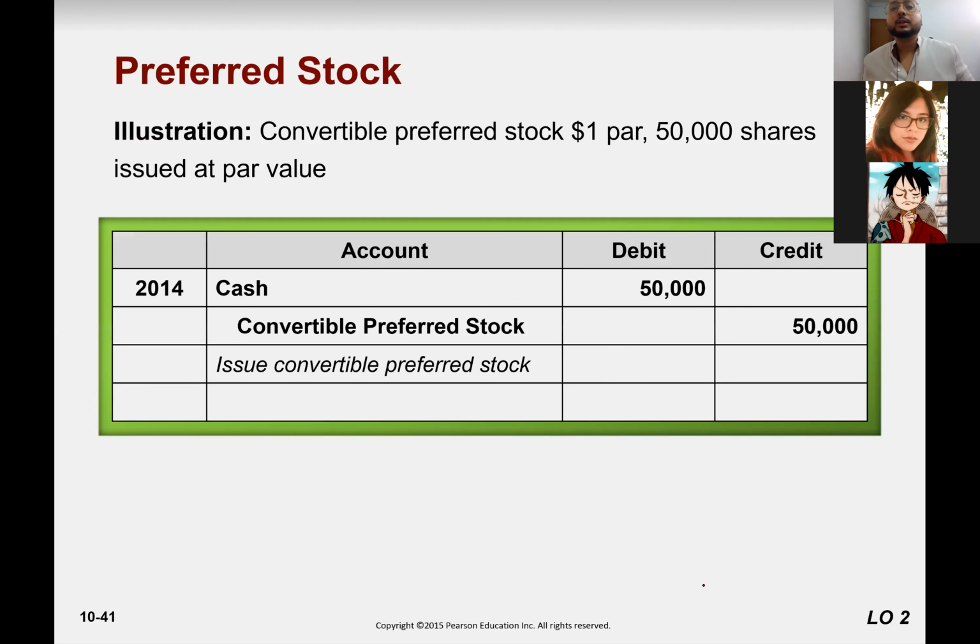So what if we receive convertibles? Convertible preferred stock for $1, 50,000 shares issued. So 50,000 shares multiplied by $1, answer is 50,000. So the company issued shares which are convertible preferred stock. So cash to, just write it down, convertible preferred stock, simple.